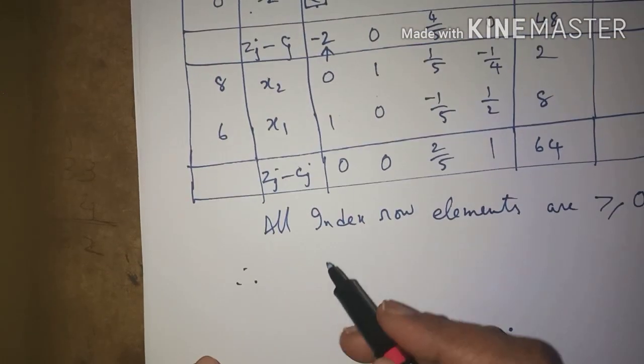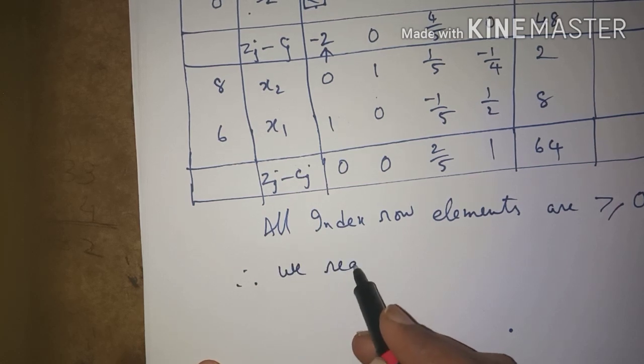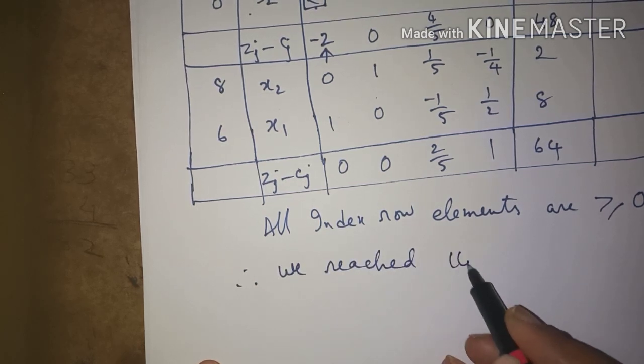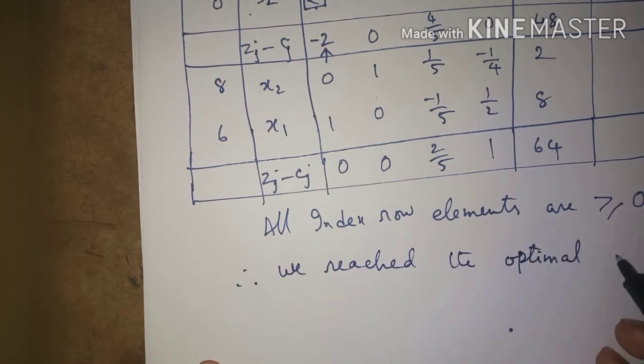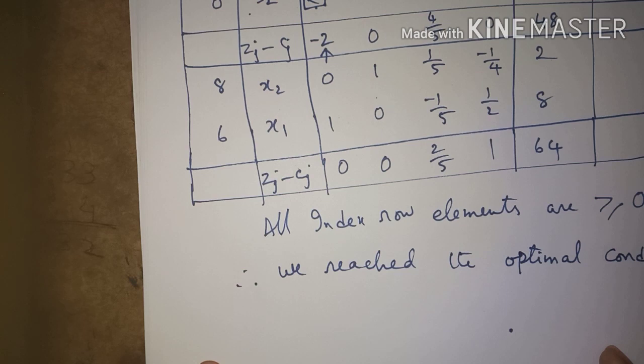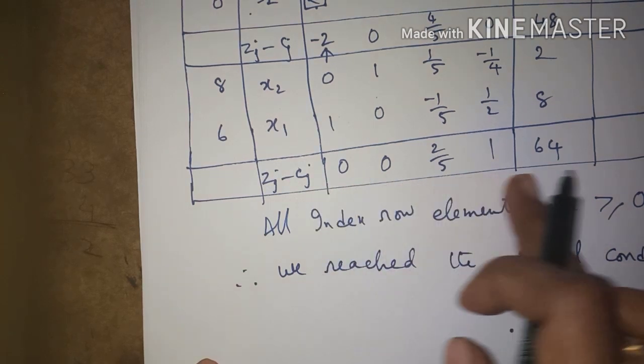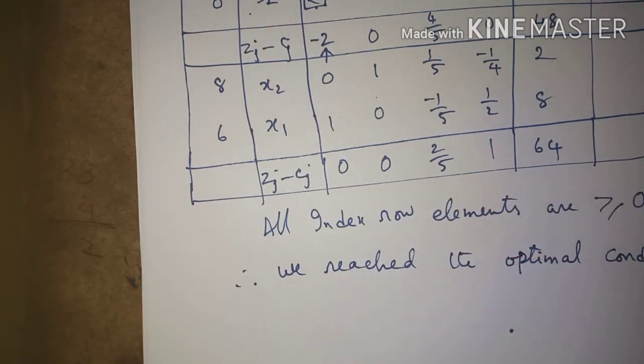Therefore, we reached the optimal condition. The optimal condition is all are greater than or equal to 0. All index row elements are greater than or equal to 0. We reached the optimal condition.